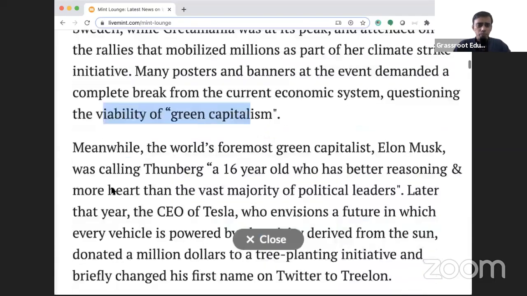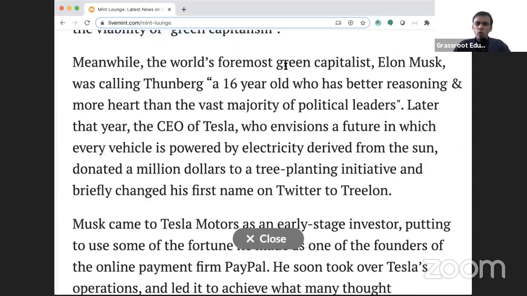Right, now, meanwhile, the world's foremost green capitalist, Elon Musk, was calling Thunberg a 16-year-old who has better reasoning and more heart than the vast majority of political leaders. Are you all able to understand this statement? So 16-year-old Greta Thunberg is achieving a lot of support from others, including Elon Musk. Yes, just type understood if you're able to understand where this passage is going. Who is supporting whom? Are you getting it?